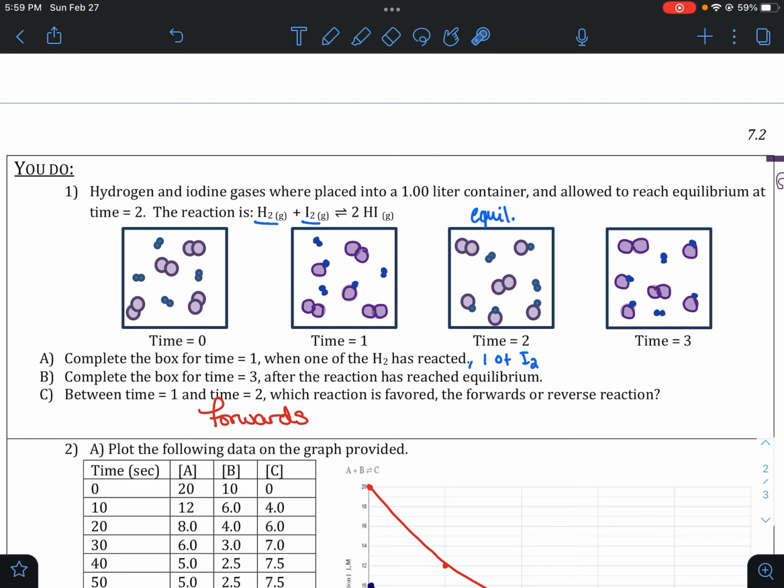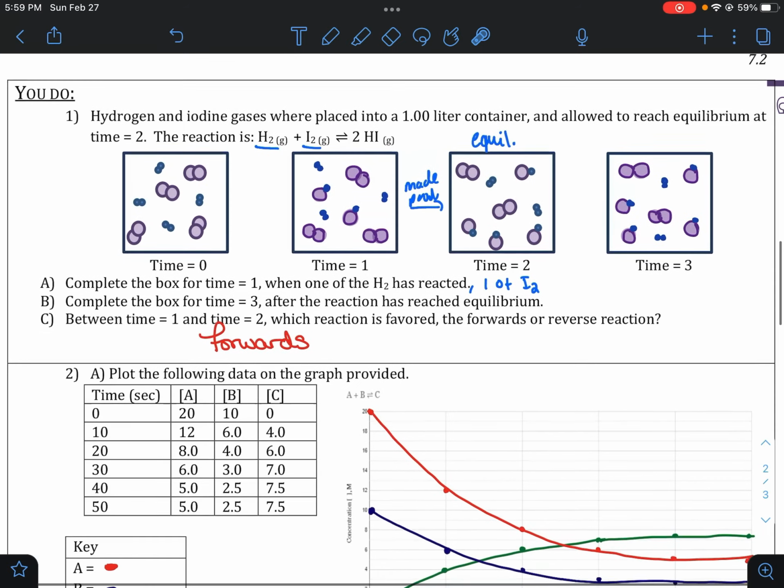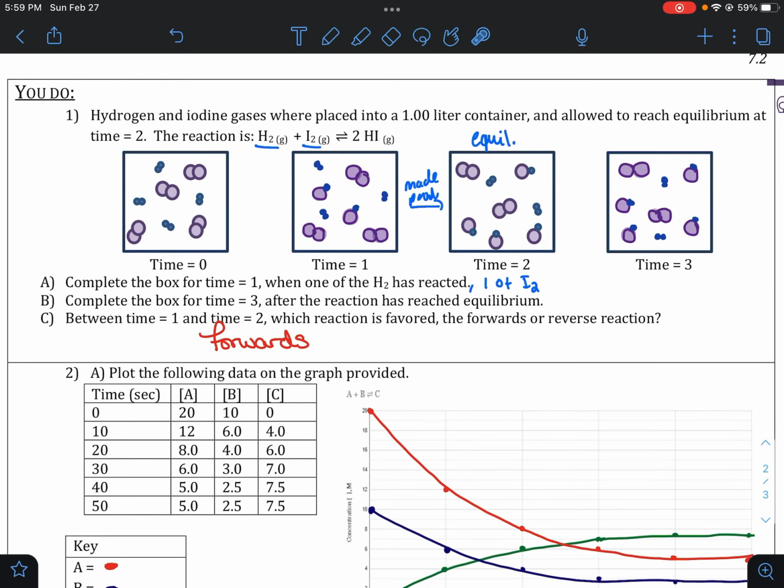All right, then C says between time 1 and time 2, which reaction is favored, the forward or the reverse? Well, okay, since we made more HIs, we made more products. That means we favored the forward reaction. Okay? If somehow we went from this and over here at time equals 2, we made more reactants, we would have favored the reverse direction. Okay? So again, understanding what you're being asked.